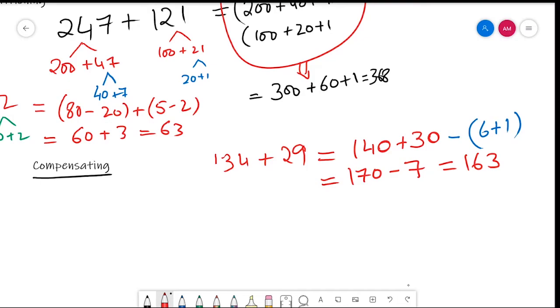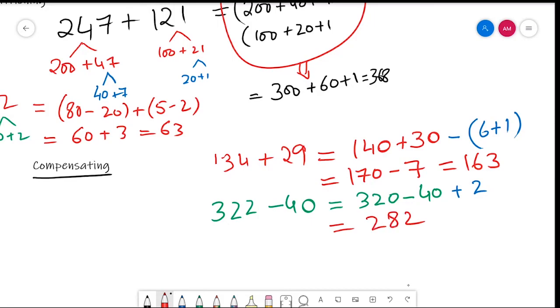Another quick example: 322 minus 40. What we can do by compensating is say, okay, let's make it 320 because it would be easy. And then we take minus 40. But because we have changed 322 to 320, we will have to add 2. Therefore, it will become 320 minus 40 is 280 and plus 2 is 282. So that's another way of doing mental arithmetic.